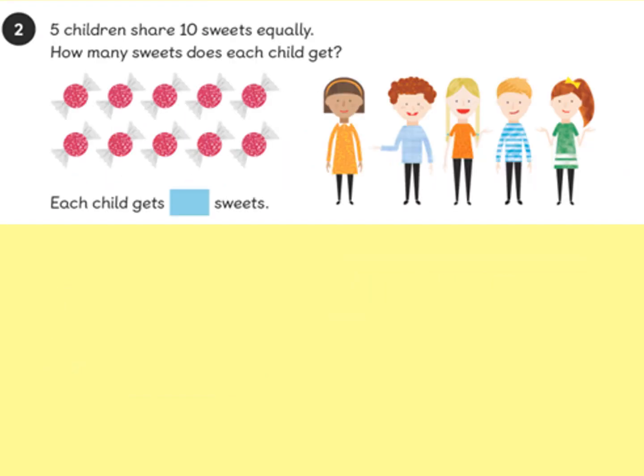Okay, guys, so we have this question here. 5 children share 10 sweets equally. How many sweets does each child get? So we need to write the number sentence first. I'd like you to have a go now at writing the number sentence. Have a think about the picture. What's happening? What are we doing? Off you go. You have a go.